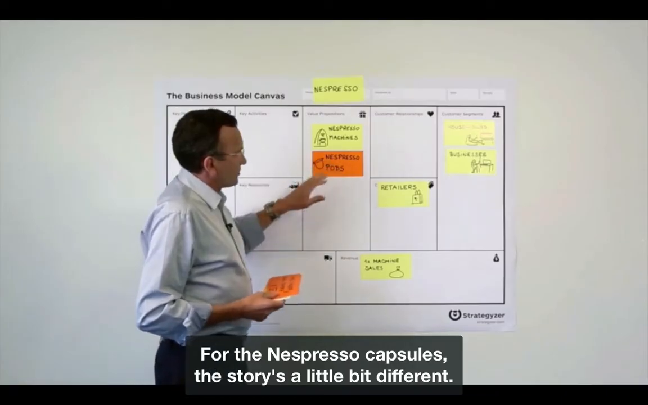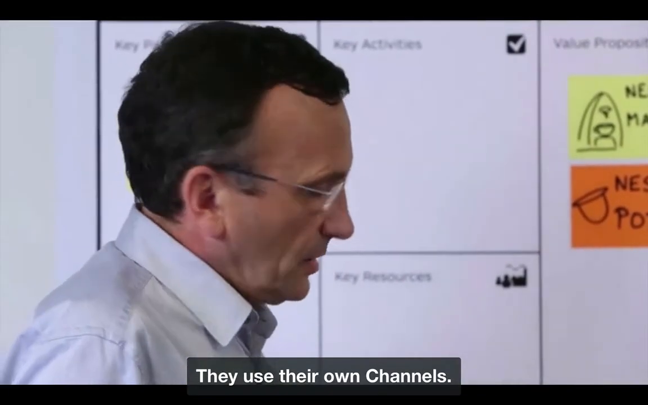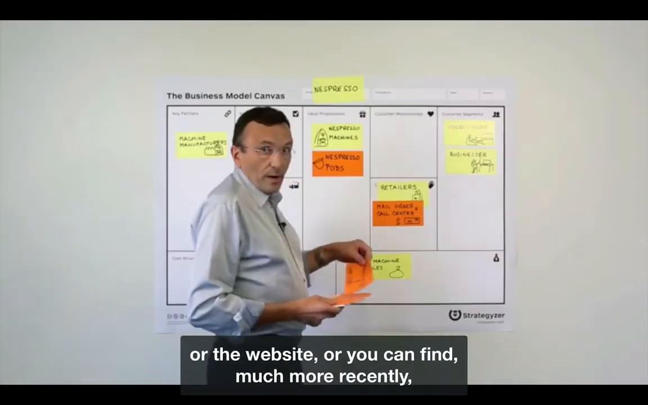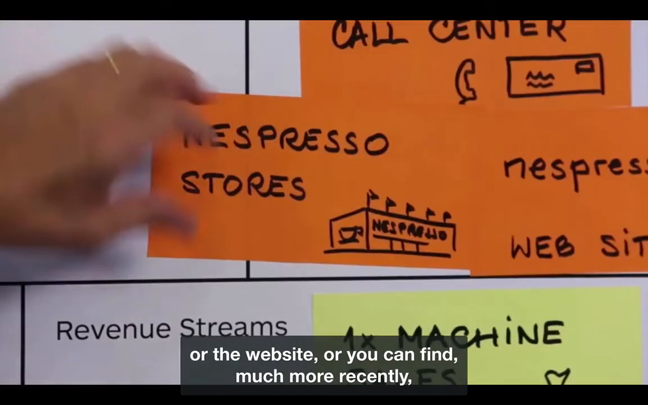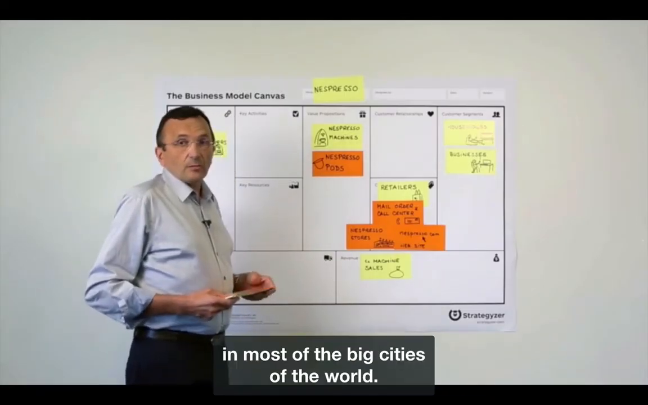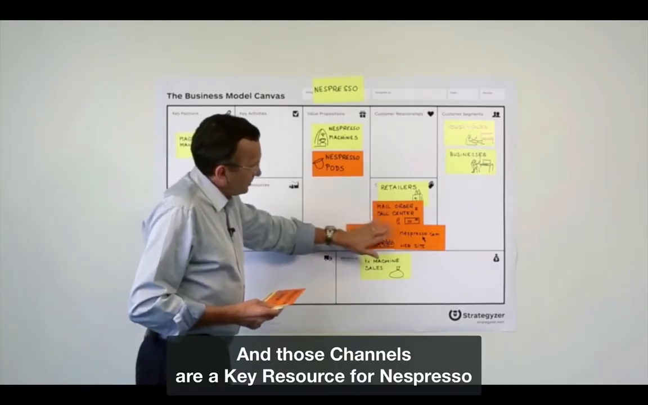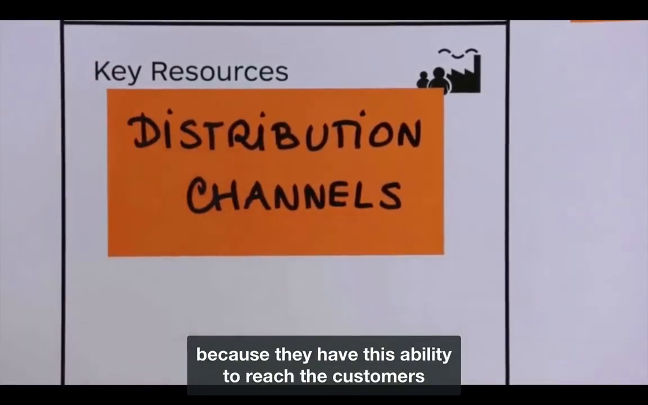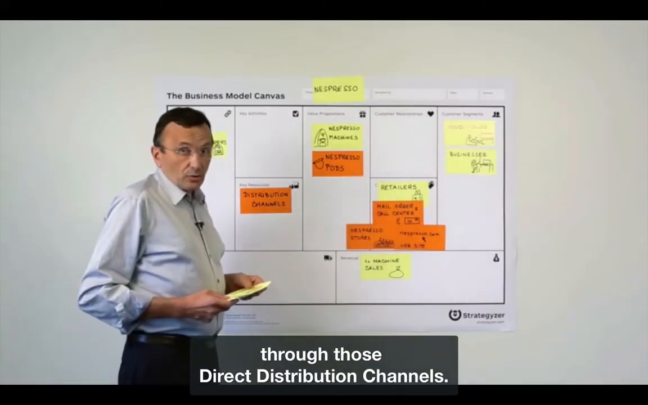For the Nespresso capsules, the story is a little bit different. They use their own channels. They use the mail order for reaching the customers, or the website, or you can also find now, much more recently, the Nespresso stores that you have in most of the big cities in the world. And those channels are a key resource for Nespresso because they have this ability to reach the customers through those direct distribution channels.